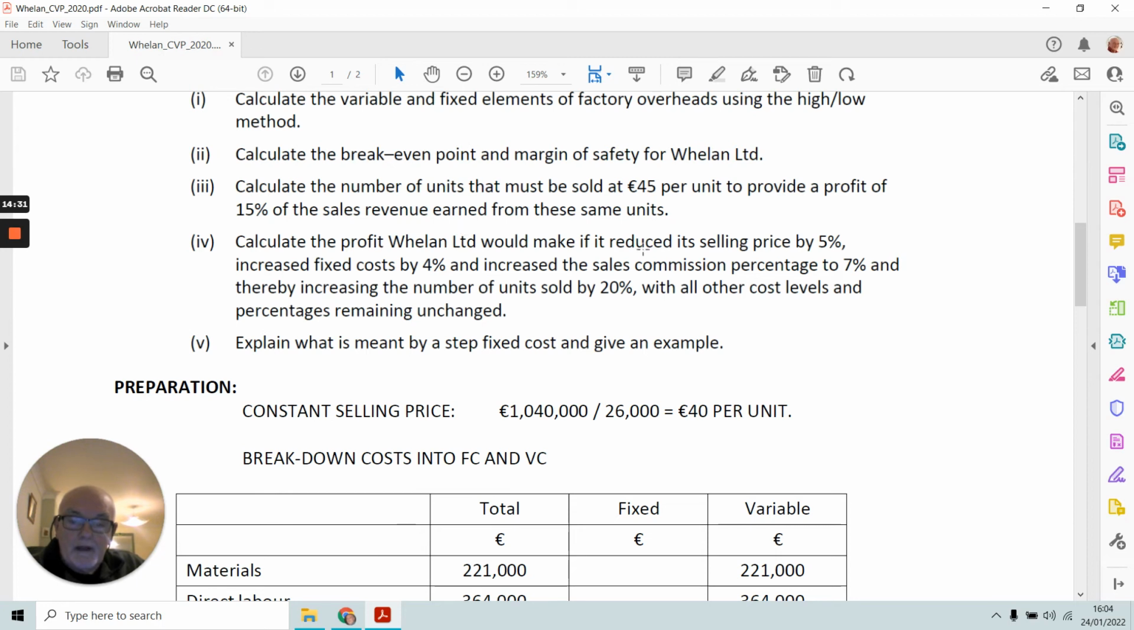Calculate the profit Whelan would make if they reduced their selling price by 5%. Now, reducing selling price by 5%, it starts off at €40. Reducing it by 5% is reducing it by €2. So our selling price is going to go down by €2 to €38.